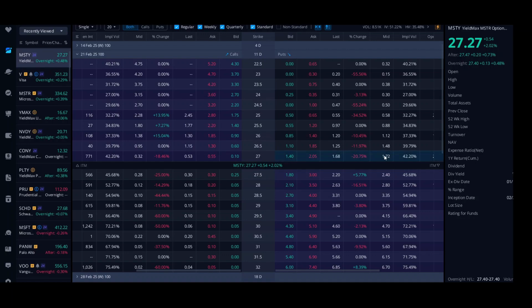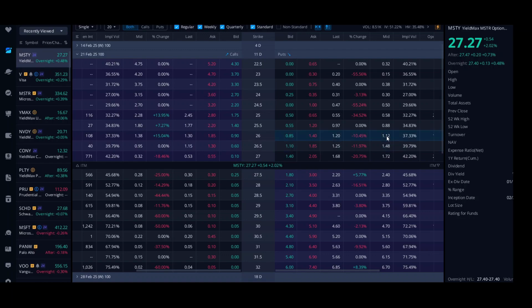Now you can't always earn that mid, but that is usually what I try to get. I always put it in for the mid, sometimes a little above the mid if there's a lot of movement in the stock at that time. But as you can see here, the closer I get to that 27.27, the higher the premiums. There's $1.72 for a 27 strike. And then you can go to a 26.50 strike and it's $1.48. A 26 strike is $1.12.